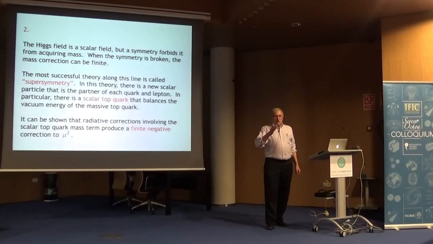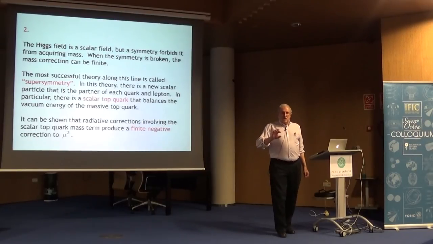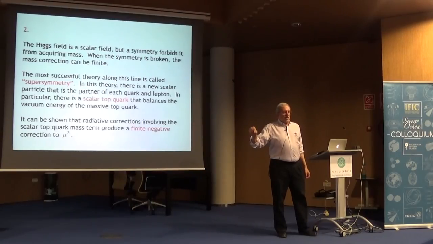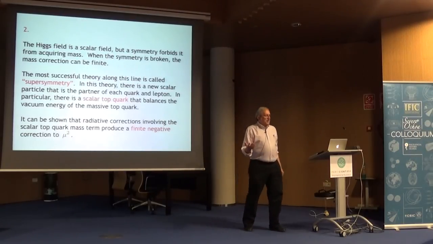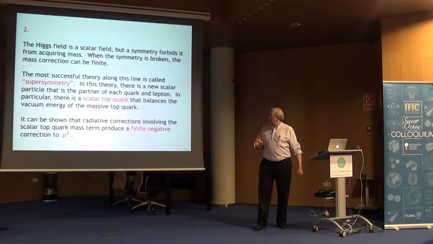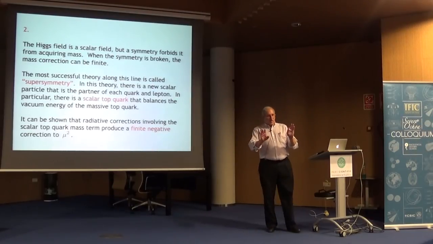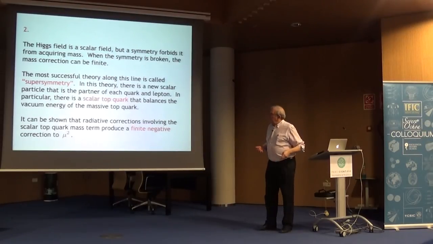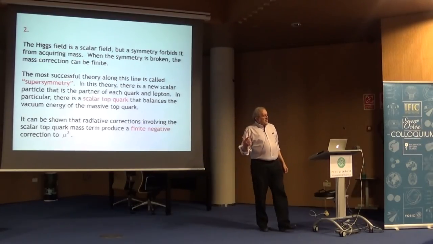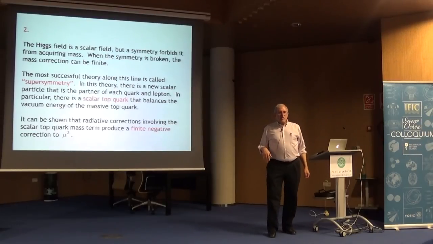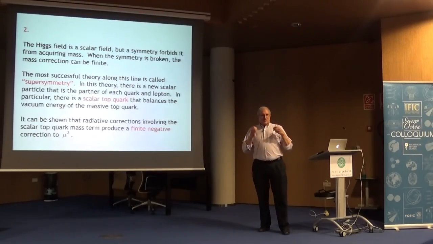In this theory, every quark has a partner, which is a scalar field, the so-called squark. Every lepton has a partner, the slepton. Every W boson has a partner, which is called the wino. Every particle has a partner whose statistics are opposite and whose spin differs by half a unit. In particular, there is a scalar top quark whose loop diagram exactly cancels the diagram that I showed you from the top quark. So the infinity goes away, but also the drive to spontaneous symmetry breaking.